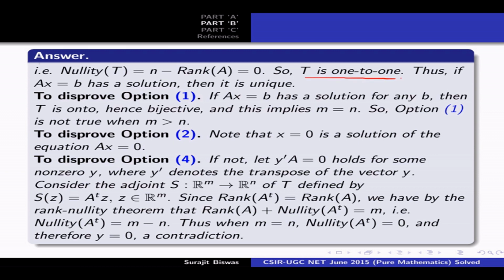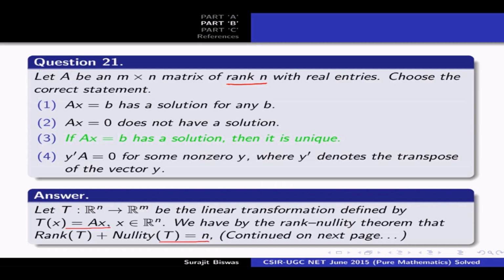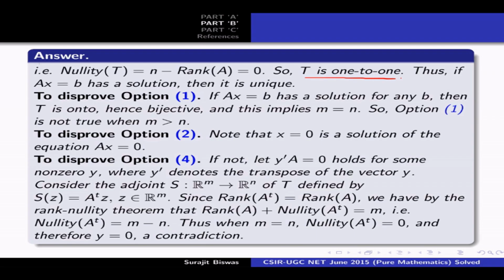Thus the third option, if Ax equal to b has a solution, then it is unique, is correct, since nullity of T is 0. To disprove option 1, if Ax equal to b has a solution for any b, then T is onto and hence bijective, and this implies m equal to n. So option 1 is not true when m bigger than n. To disprove option 2, note that x equal to 0 in particular is a solution of the equation Ax equal to 0.